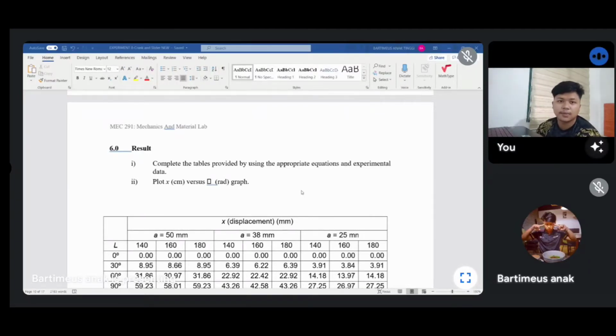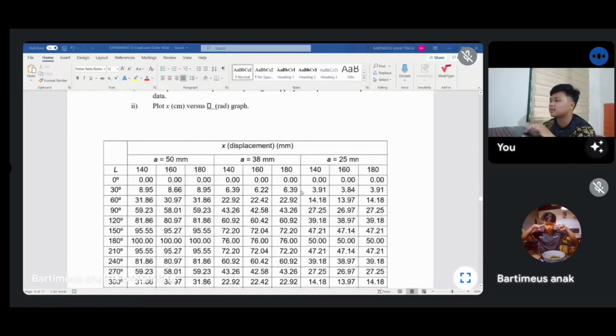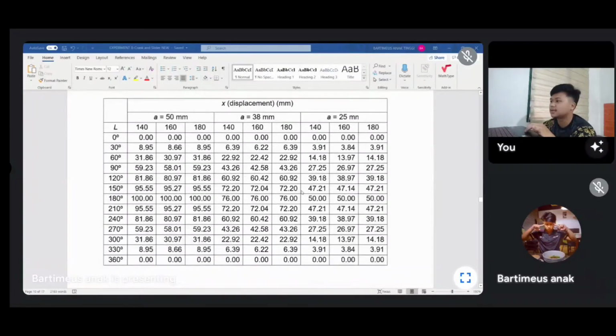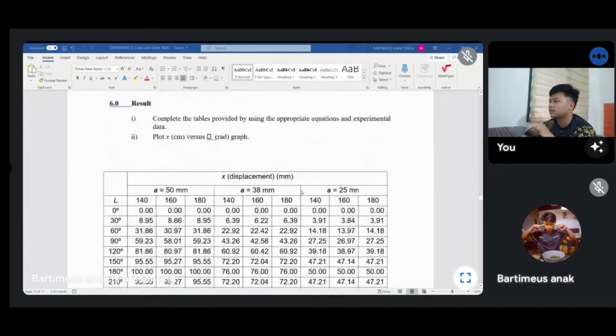Okay, hello, my name is Bartimius Anak Tinggi. So today I will present about the result, discussion, conclusion and safety for the experiment crank and slider, experiment D2. So for the result, as you can see, this is the table that we get from the dataset given by our lecturer.